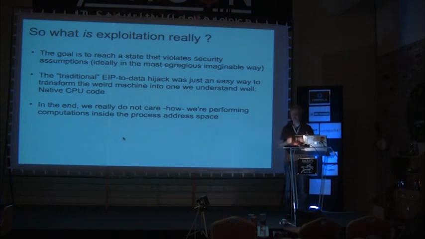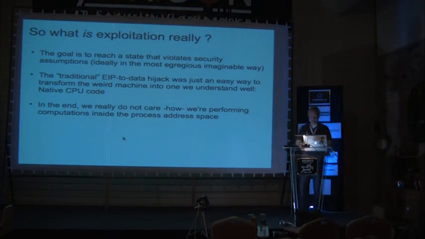Now, the traditional EIP hijack, where you overrode the return address, was in a way just a form of translating the weird machine into something that we understand. Because we don't know all the instructions and we don't know all the effects of the weird machine when we corrupt memory, but we do understand the individual x86 instructions. So if we hijack EIP, we now understand how we can program this. But in the end, we don't really care in which way we're performing computations inside of the process. We don't need to hijack EIP. We don't need to get control to do weird stuff once we have memory corruptions.